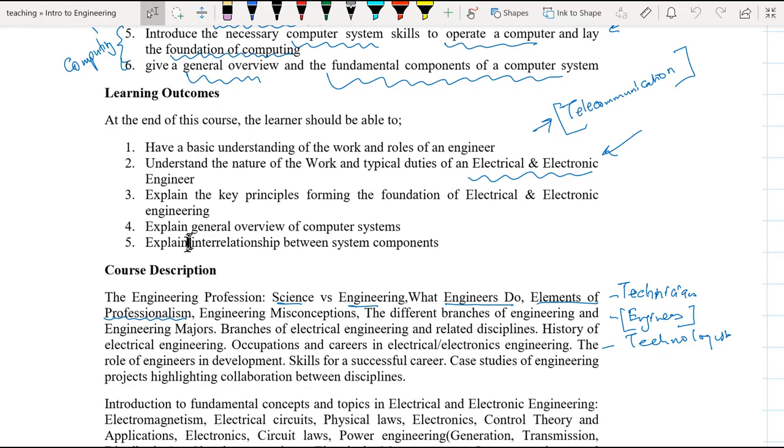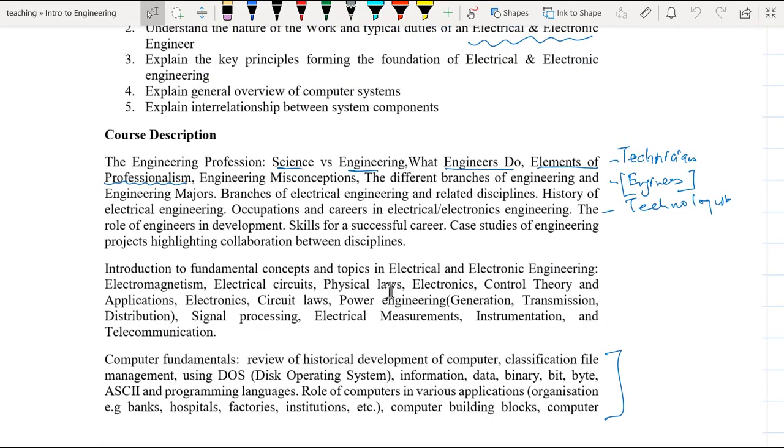And then you're going to talk about the general overview of computer systems and the interrelationship between different components that make a computer. So, of course, the description is more detailed here, and you can look at it, but more or less, these are the concepts we are going to be discussing as we go through this lecture.